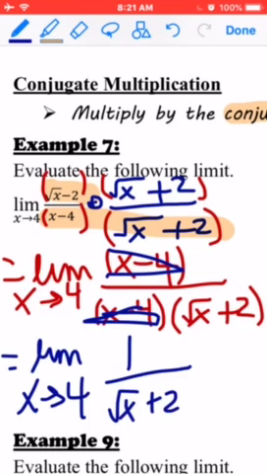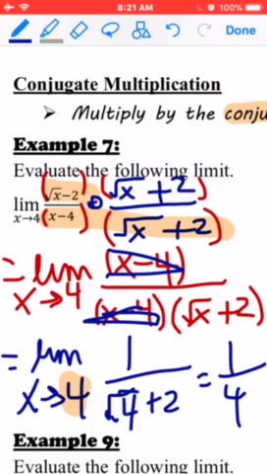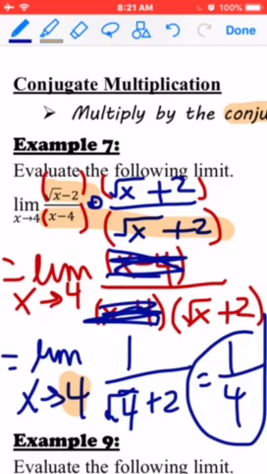Now that we've simplified, we're just going to substitute 4 in. That would be 1 over the square root of 4 plus 2, which gives me 2 plus 2 on the bottom, which is 4. So that limit there is 1/4. We used conjugate multiplication to simplify, binomials canceled out, and then we used substitution to find our answer. Okay, let's try another one.